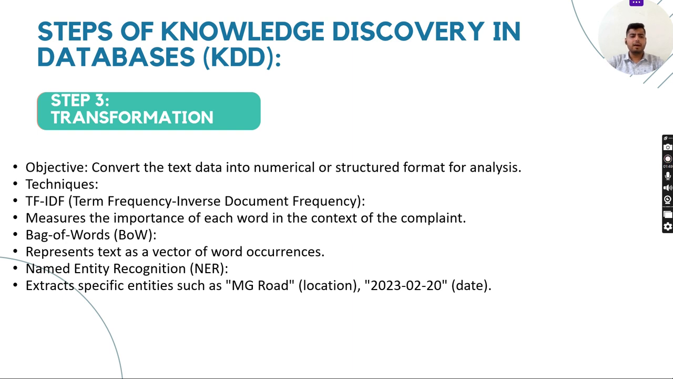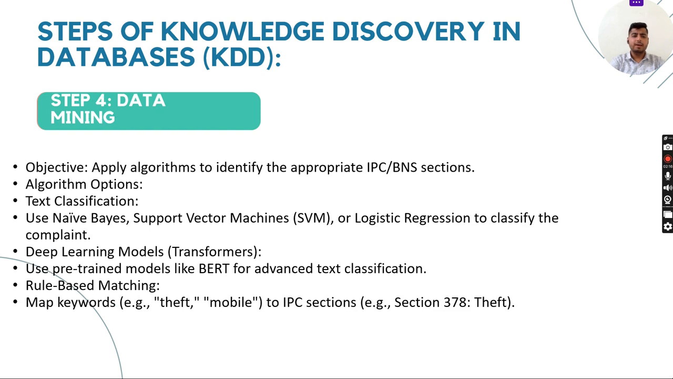Techniques we use for transformation are TF-IDF, which is term frequency, inverse document frequency, and measures the importance of each word in the context of the complaint. The next technique is bag of words, also known as BOW, which represents text as a vector of word occurrences. Named entity recognition extracts specific entities such as MG Road, location, and 2023-220, which is a date.